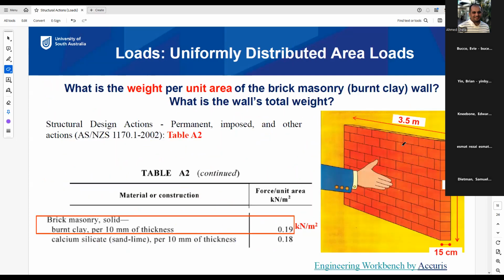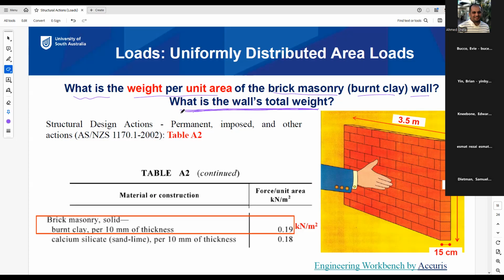So now we can jump to another example, which is how to find the weight of the walls. So what is the weight of the walls? We need to find the weight per unit area of the brick masonry burnt clay wall, and what is the wall's total weight. So here is another hint to find the weight per unit area.